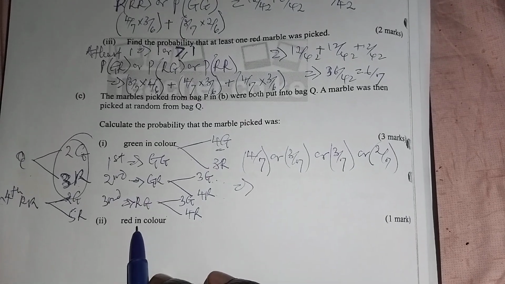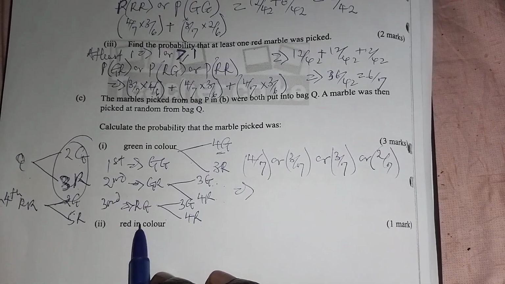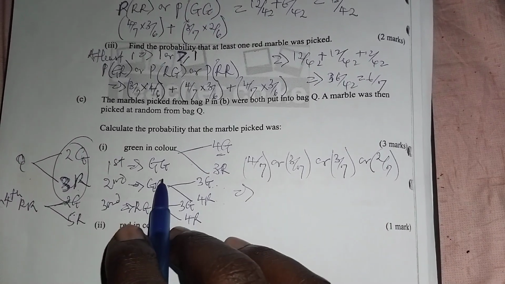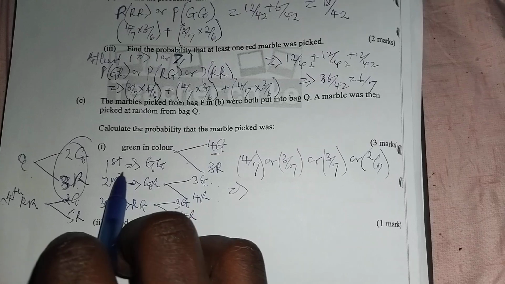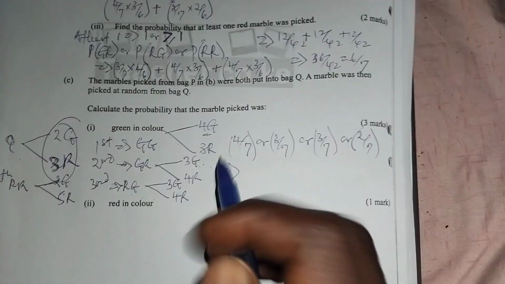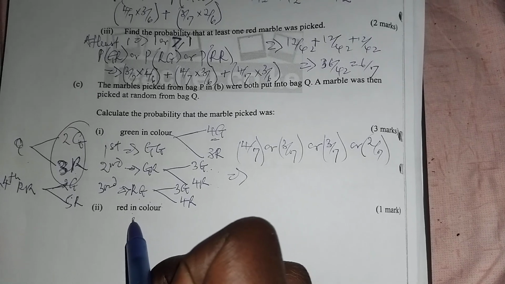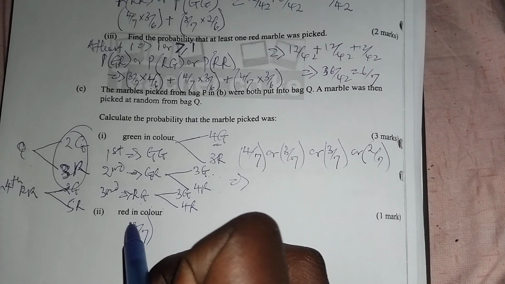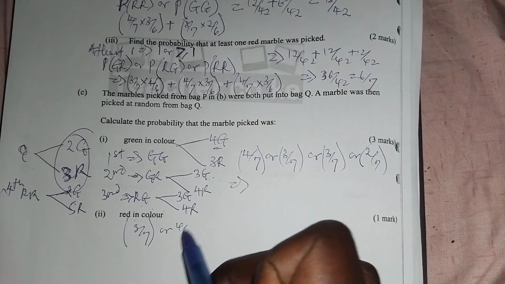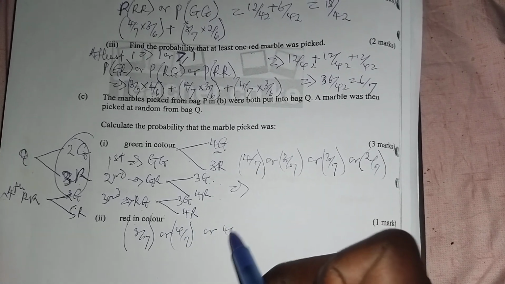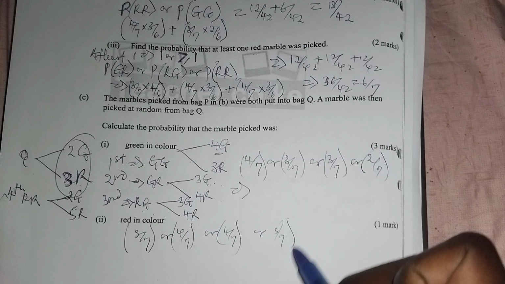The same applies when finding the probability that the marble picked was red in color. For the first scenario we have 3 over 7, the second scenario 4 over 7, the third again 4 over 7, and the fourth 5 over 7.